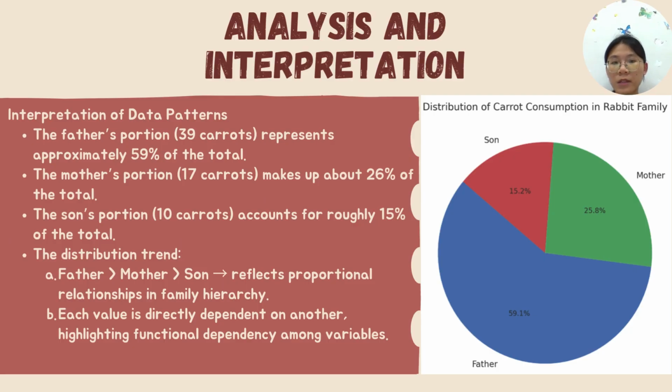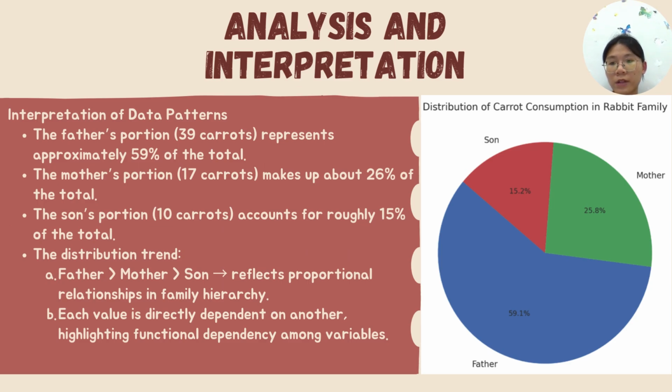So in the interpretation of data patterns, we can see that the father's portion is the largest. He consumed 39 carrots, which represents about 59% of the total. And next, the mother ate 17 carrots, making up around 26%. Finally, the son consumed 10 carrots, which accounts for roughly 15% of the total. So from this, we can see a clear pattern: the father's portion is larger than the mother's portion, and the mother's portion is larger than the son's portion in terms of carrot consumption.